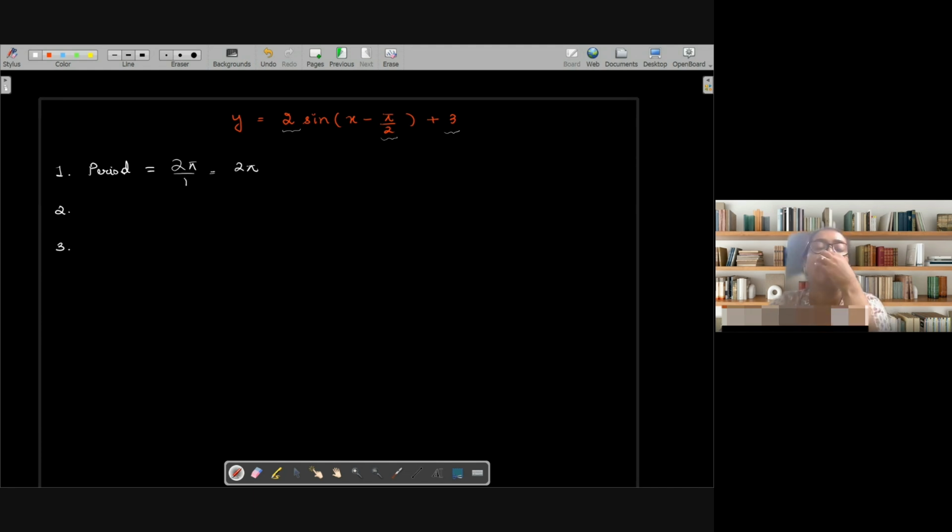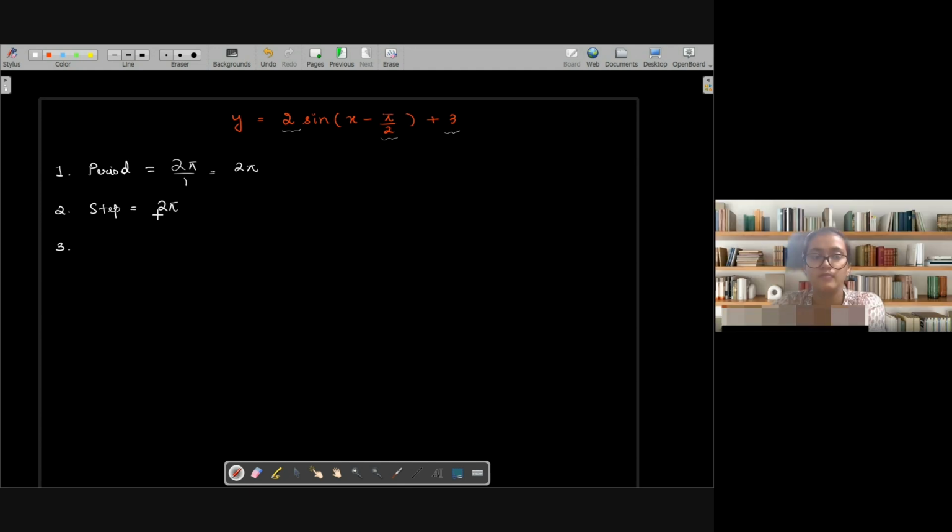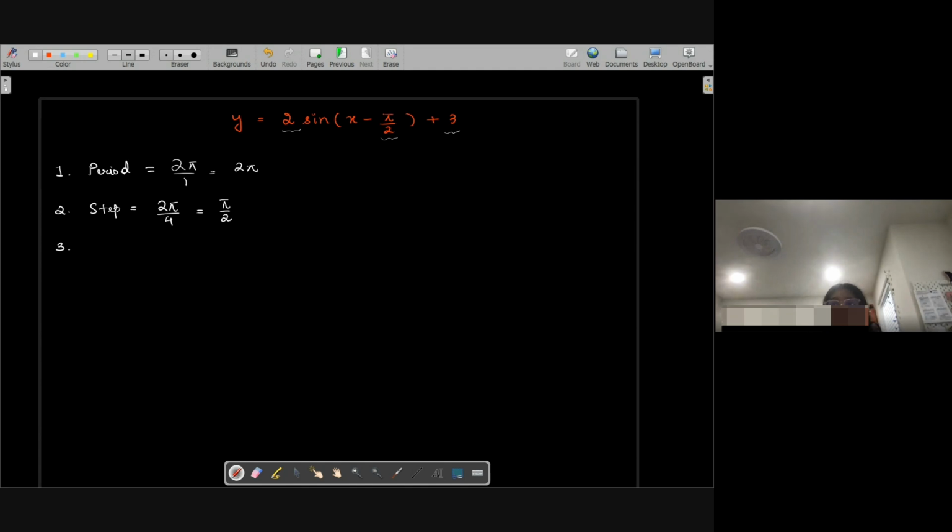Good. Now, when you have the period, then you have to find out something called the step. Remember? The step, we have to do 2 pi divided by 4. So that's pi by 2. So that means we'll start our graph from pi over 2. You remember we have to find the 5 key points. Three of them are intercepts, and then one is max and one is min.